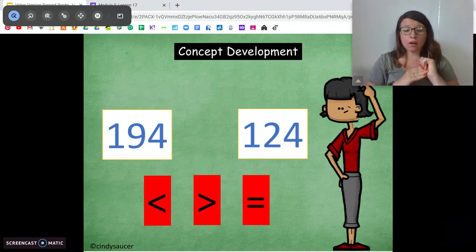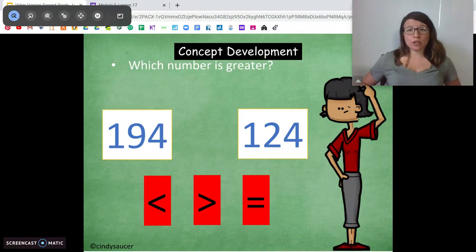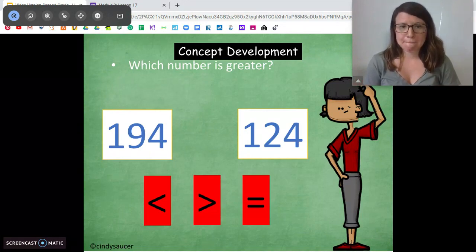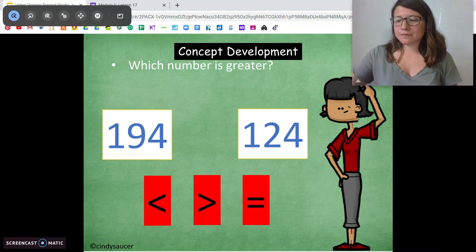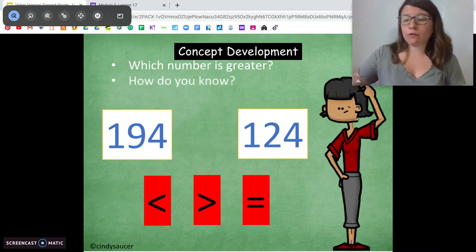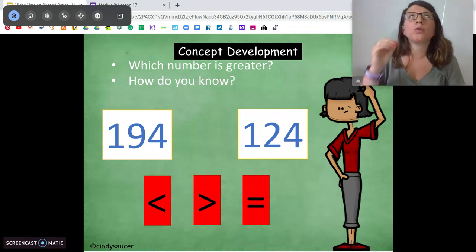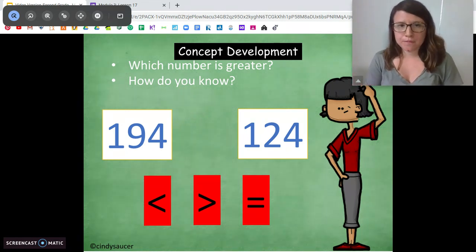I want you to write on your board, or your paper, which number is greater. What did you get? Very good. 194 is greater. How did you know? What unit did you use to know that 194 is greater?